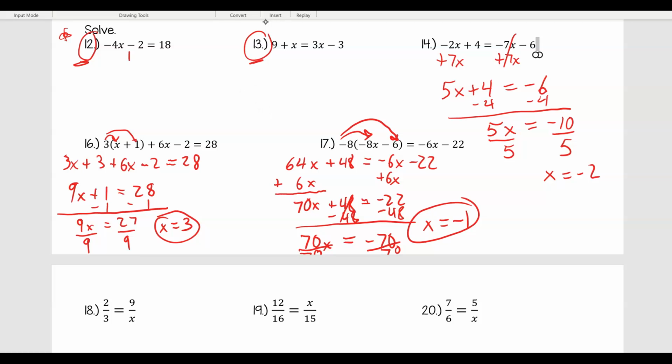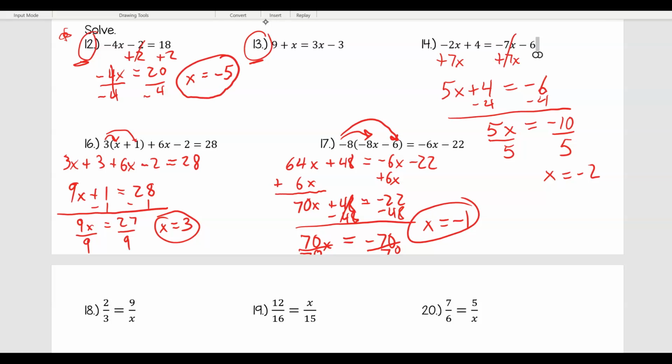So I'm going to add 2 to both sides here. There's no other x's to be found in this equation. So negative 4x can live over there by itself. So I get negative 4x equals 20. Right? These two are gone. 18 plus 2 is 20. Now I would divide by negative 4 on both sides. So hopefully you got x equals negative 5 as your answer here.